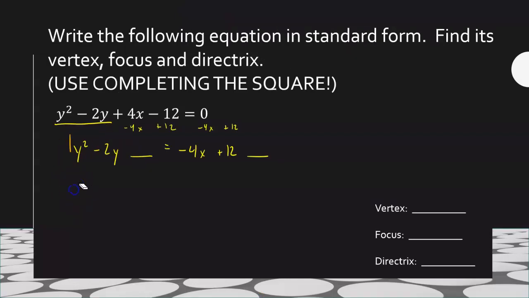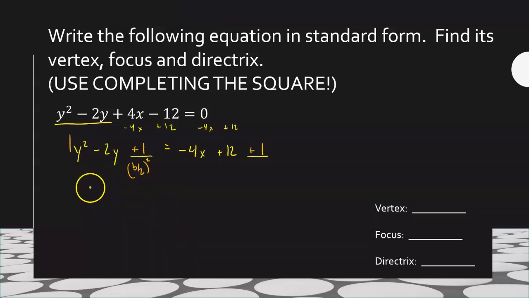Then what we're going to do next is take our b value, which is this negative 2. We're going to take half of that and square it. I want to make sure you see that that's a square, not times 2. So we're going to take half of b and square it. Half of negative 2 is negative 1, and when we square that, that becomes a positive 1. That's what we're going to add to both sides.